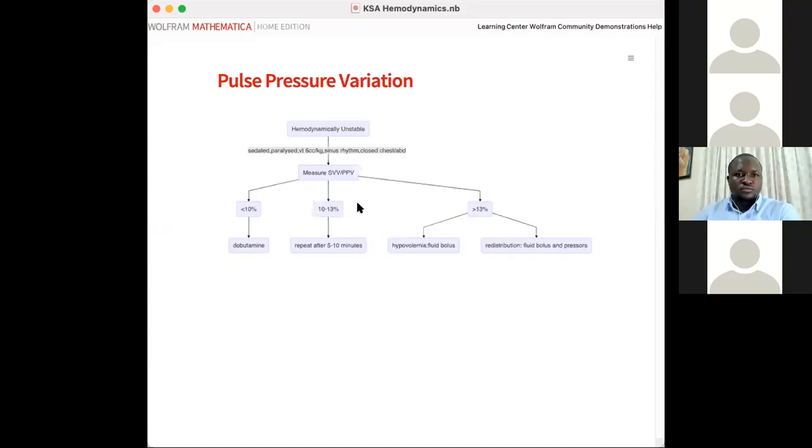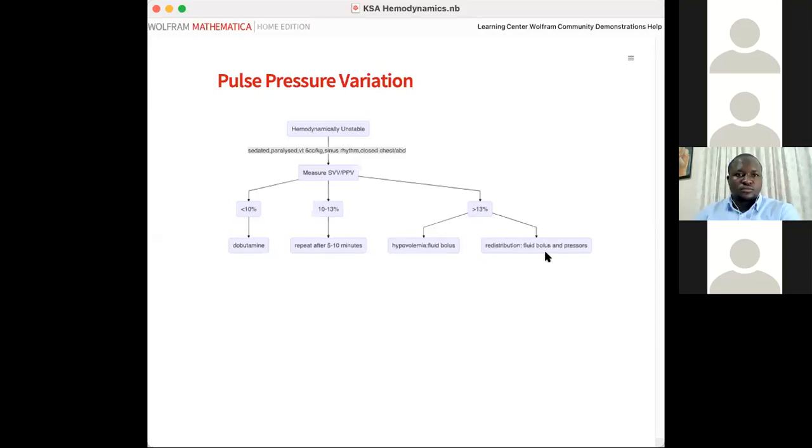If it is between 10 and 13, you want to check, repeat after 5 to 10 minutes. And of course, when it's more than 13, this patient may be hypovolemic and may benefit from a fluid bolus. However, it's been shown that the presence of a pulse pressure variation of more than 13 may not necessarily mean a volume problem. It could also be redistribution.